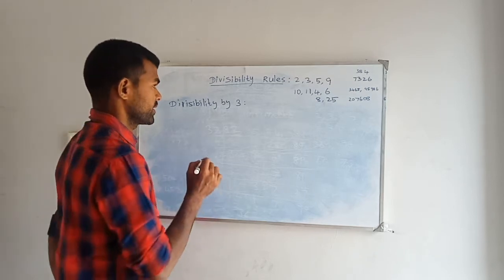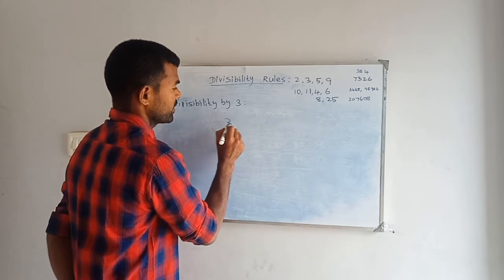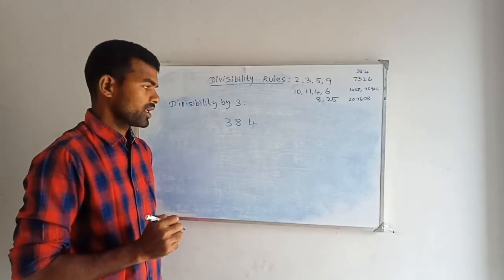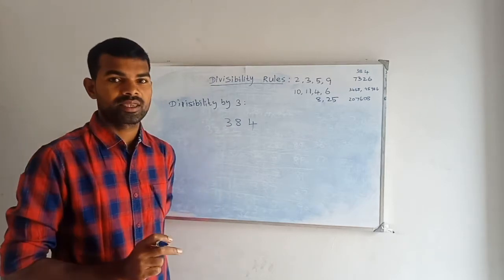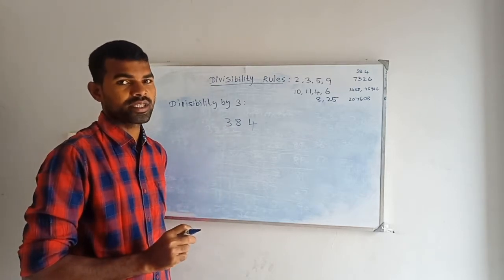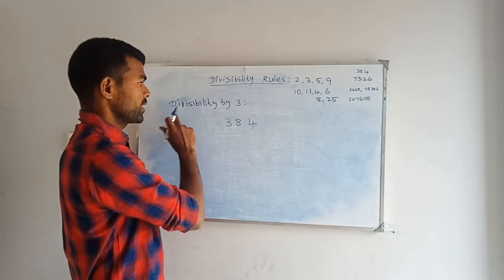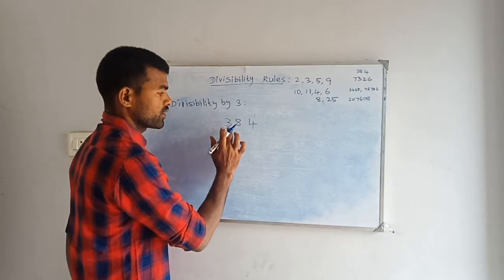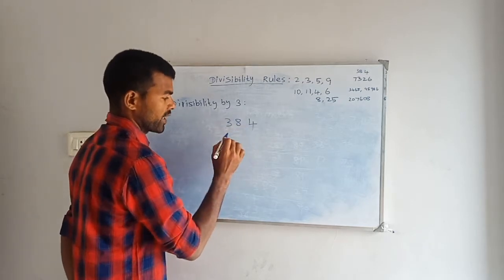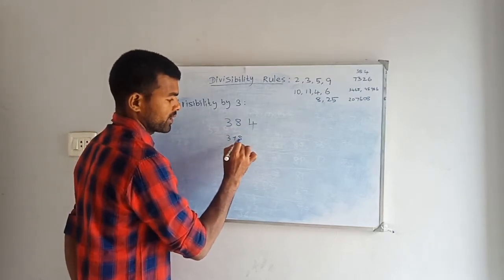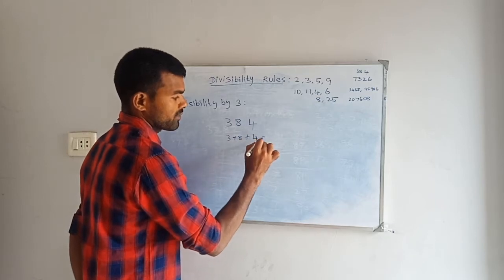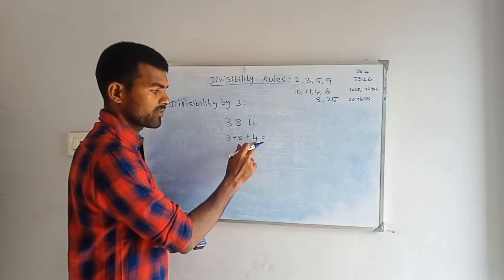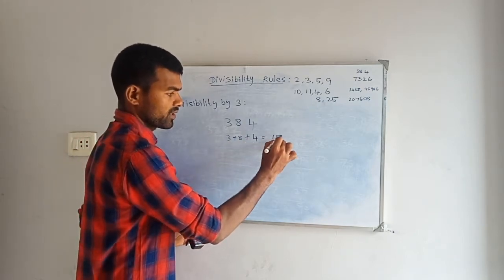Here, let us see a number, 384. Let us see whether this number is divisible by 3 or not. How to check? The divisibility rule for 3 says to find the sum of the digits: 3 plus 8 plus 4. 3 plus 8 is 11, 11 plus 4 is 15.